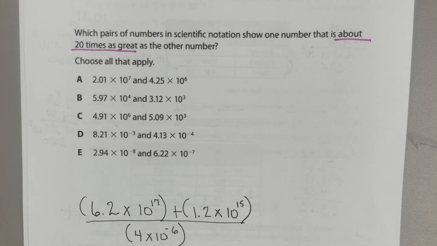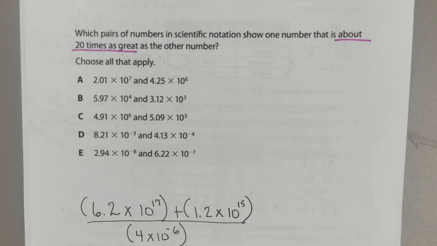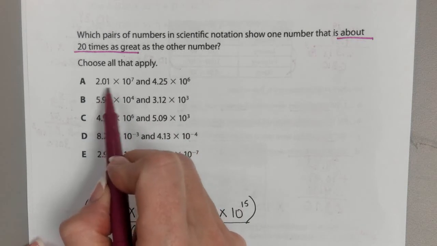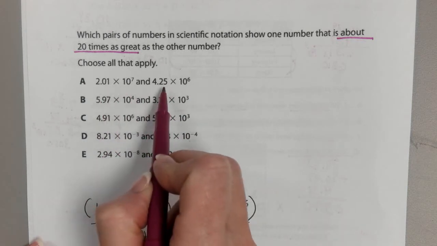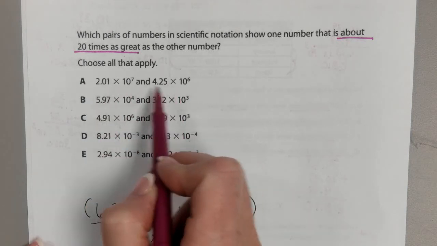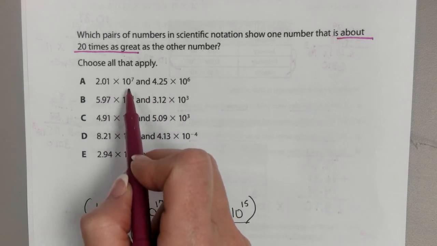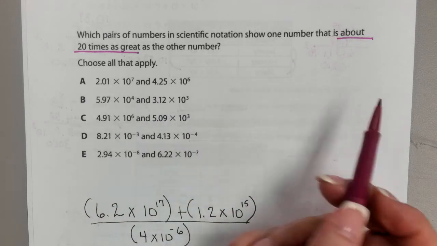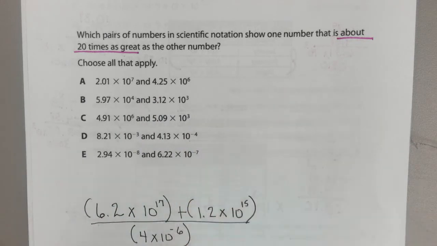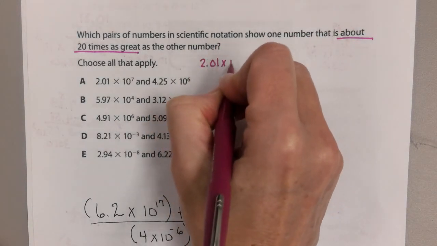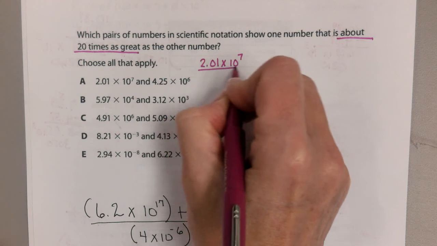Okay. All right, so let's just look at them. We're just going to do it. It's a little bit of work, but we'll get there. All right, so let's look at the first one. Which is bigger? Which of these numbers? The 2 or the 4? Yeah, the 2.01 times 10 to the 7th is larger. How do we know that? Because the exponent. The bigger the exponent, the bigger the number. So that means that number's going on top.